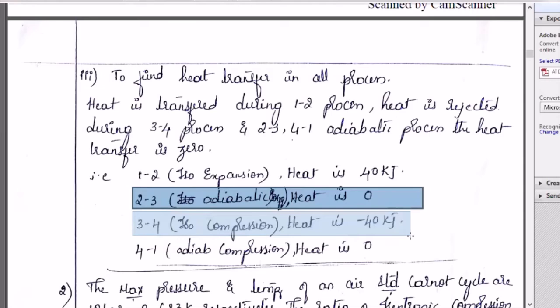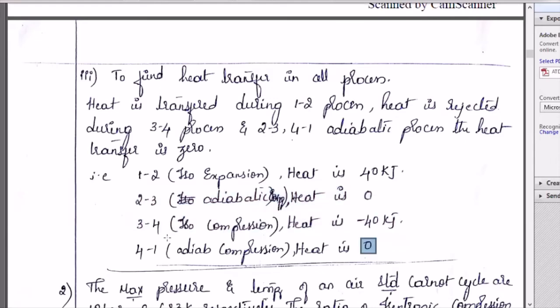As there is heat rejection, we will write minus 40 kilojoule. The plus 40 kilojoule is the expansion, as there is heat absorption. Next is the compression, as there is heat rejection, so we will write minus 40 kilojoule. Next, 4 to 1 is adiabatic compression, and heat is 0 because the condition is adiabatic. Simple. Like this we find the heat value for the 4 processes: heat supply is 40 kilojoule, heat rejection is minus 40 kilojoule, and for the adiabatic condition it is 0. This is a simple problem.